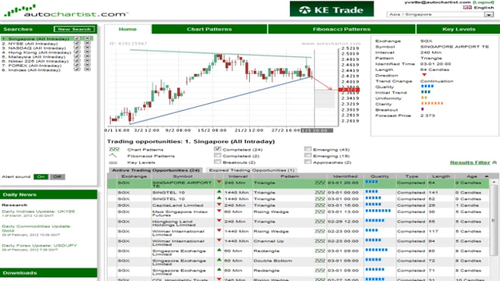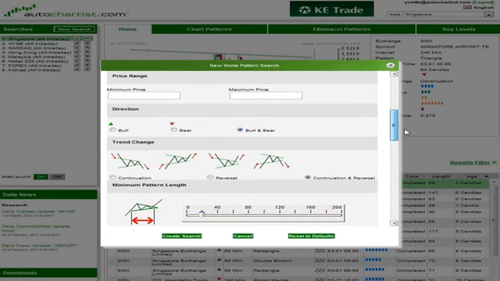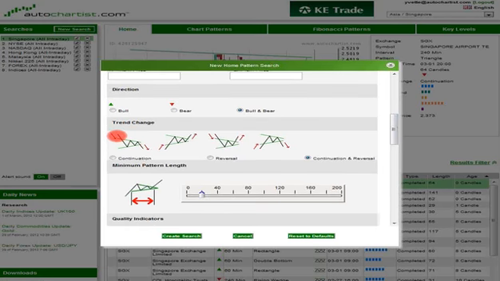A nice illustration of this you will find when you're creating a search under the advanced search section under chart patterns. Here you will see a little graphical illustration of a continuation pattern where the initial trend and the breakout are in the same direction, whether it's bullish or bearish, or a reversal where you have the pattern actually turning around in an opposite direction.